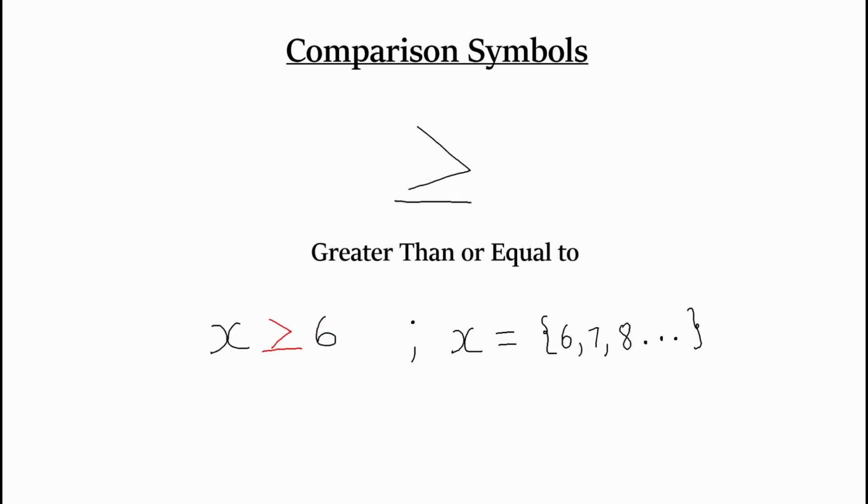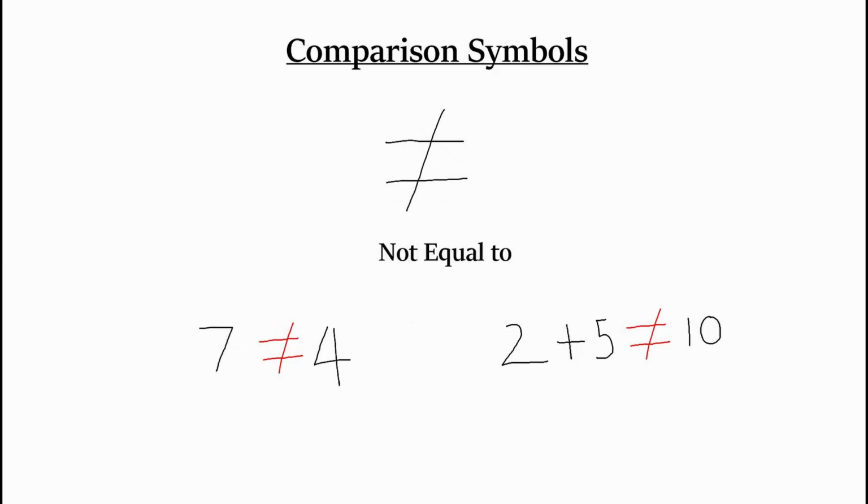Greater than or equal to. X is greater than or equal to 6. This implies x can be any value greater than or equal to 6. Not equal to. 7 is not equal to 4. We can also say 2 plus 5 is not equal to 10.